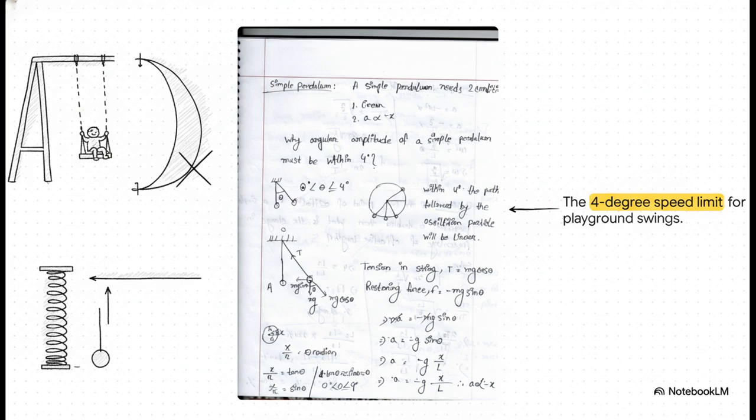Actually, scratch that. It's more like a height limit. If you swing too high, the path curves way too much, and the math gets insanely complicated. But if you keep the swing small, under 4 degrees, the arc is so incredibly flat, it basically looks like a straight line. This lets us say the tangent of an angle is roughly equal to its sine, which is roughly equal to just the angle itself. It's a total physics cheat code that lets us treat a swinging pendulum almost exactly like a bouncing spring.